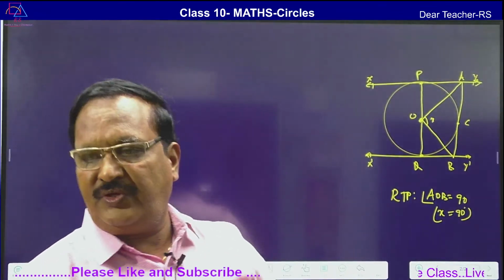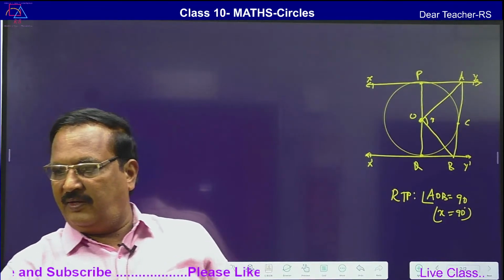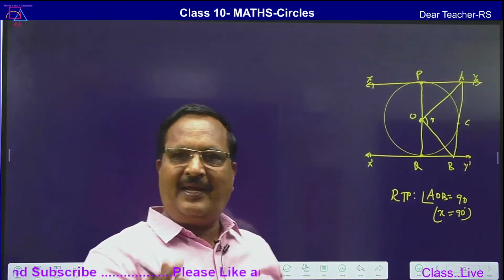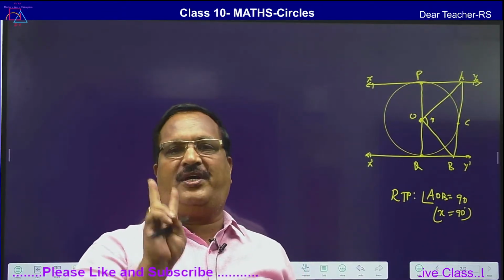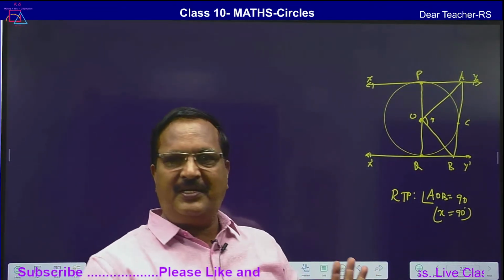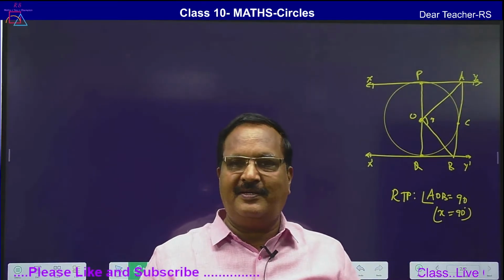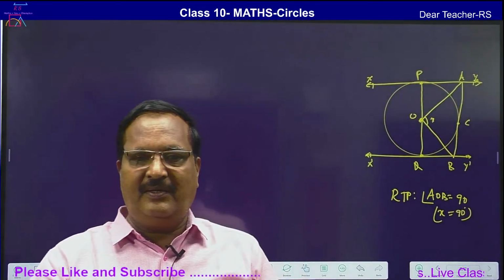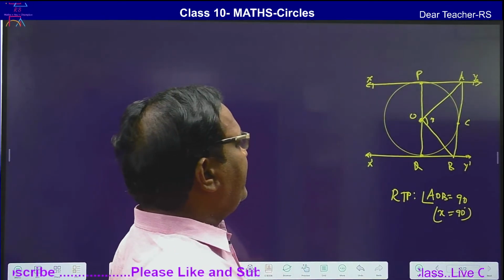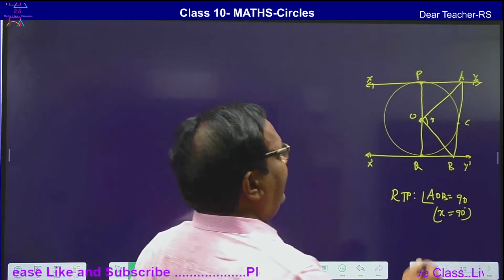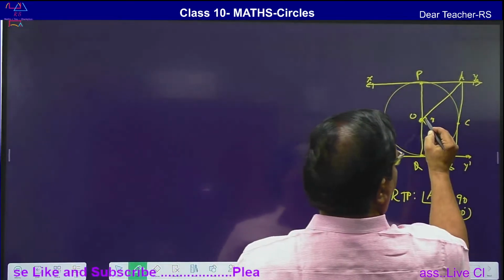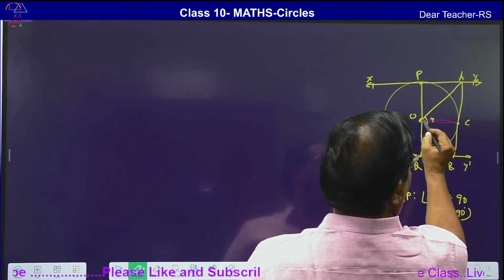Okay, so now let us jump into the problem. Again, I will tell you there are only two concepts. Radius is perpendicular to the tangent, and the tangents from external points are equal. Okay. So now there are three tangents. Let us take A is the external point.